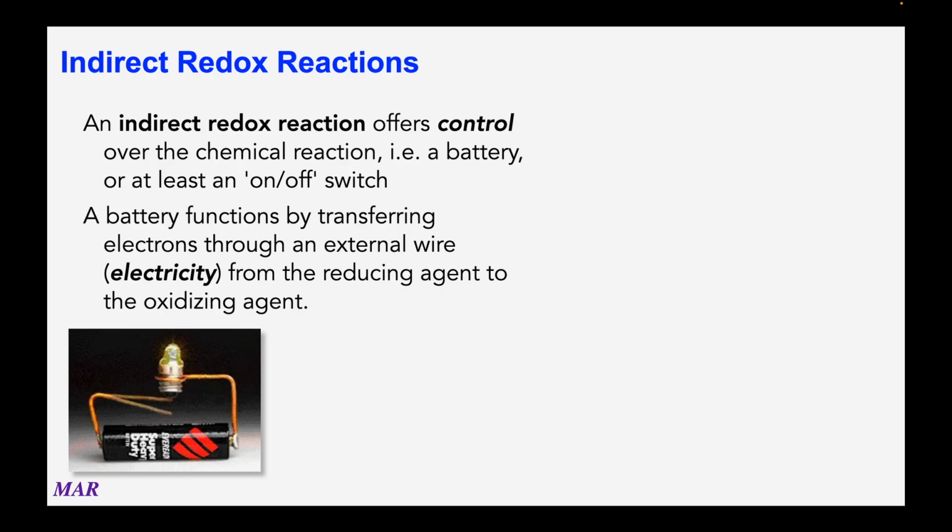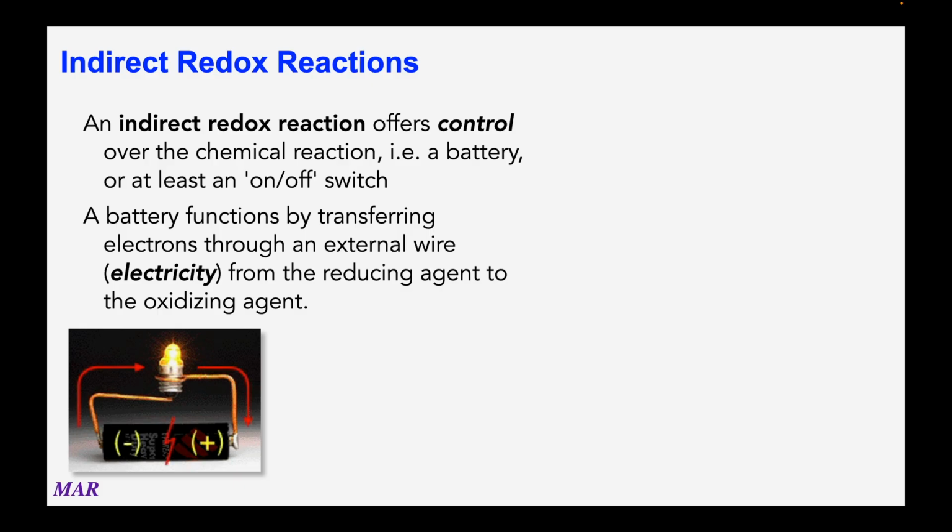So an indirect redox reaction provides a whole other level of power, if you will, to what a chemist can do with a redox reaction. And again, you have to set up some kind of a wire system to make this happen, and we'll talk about the particulars here in a little bit.